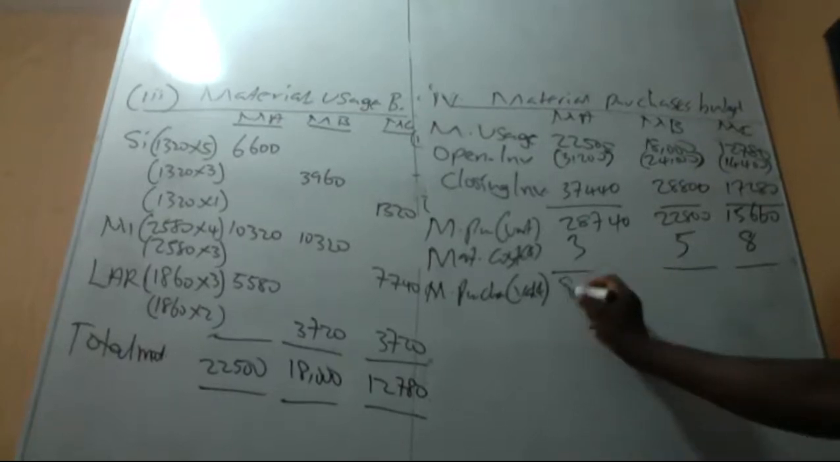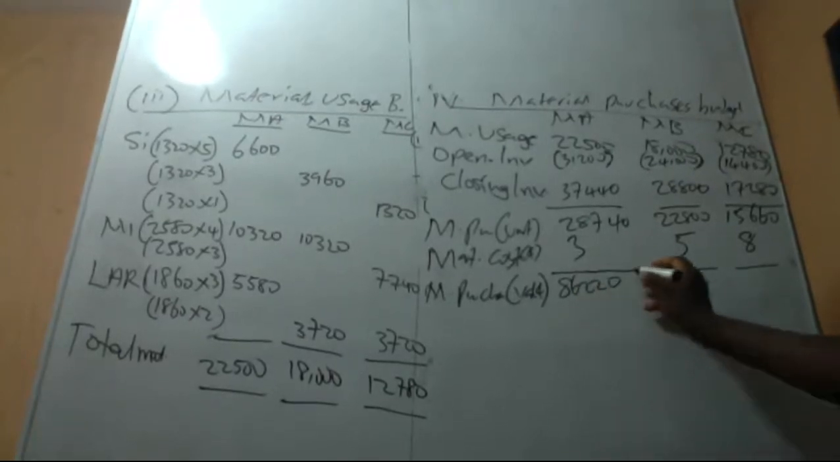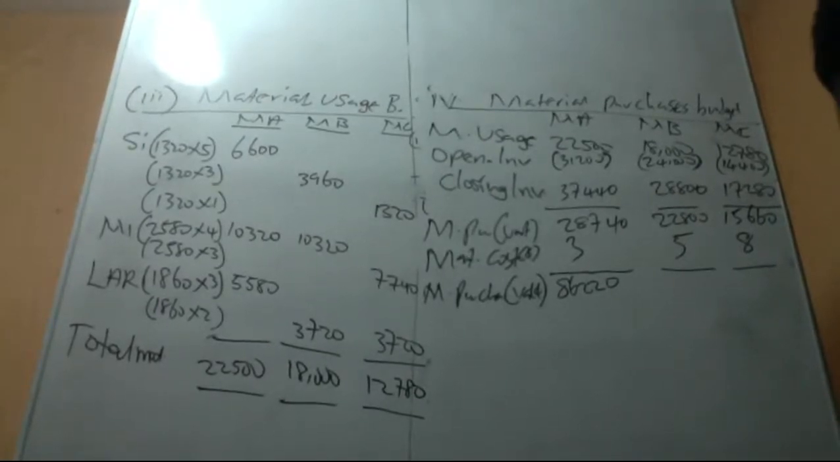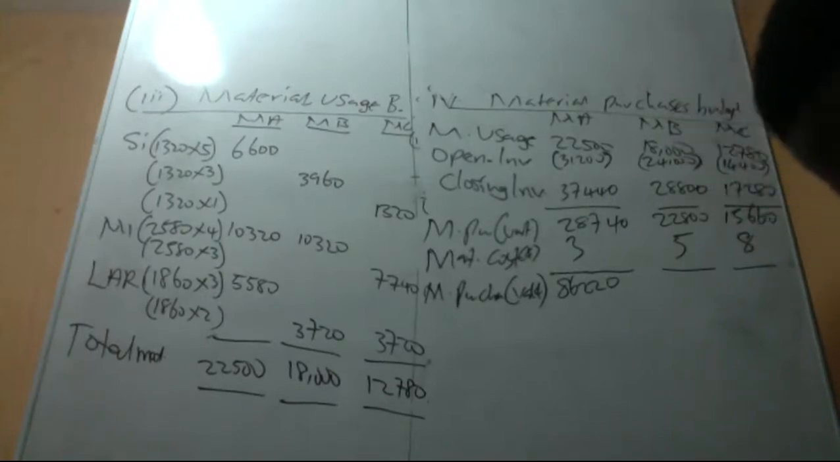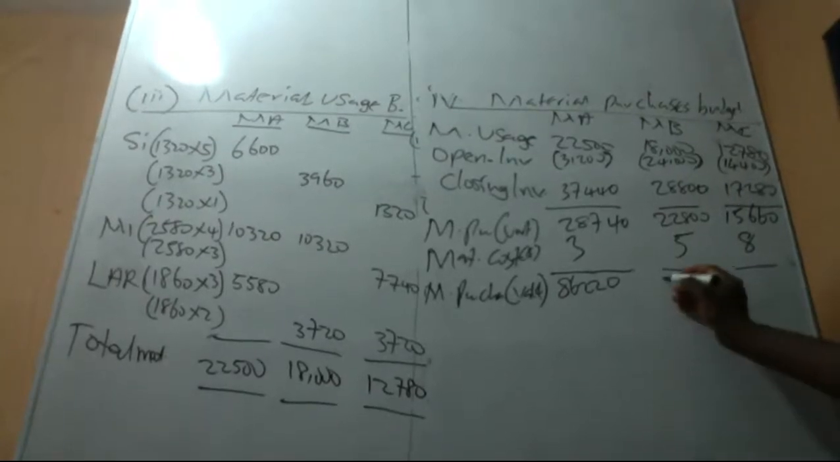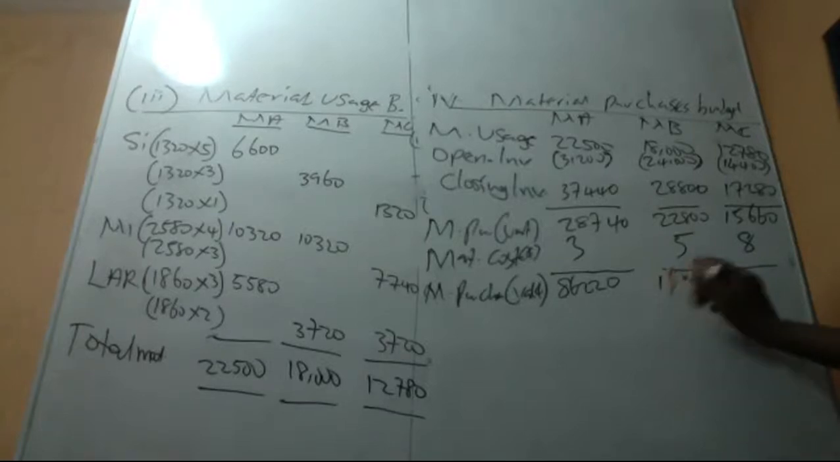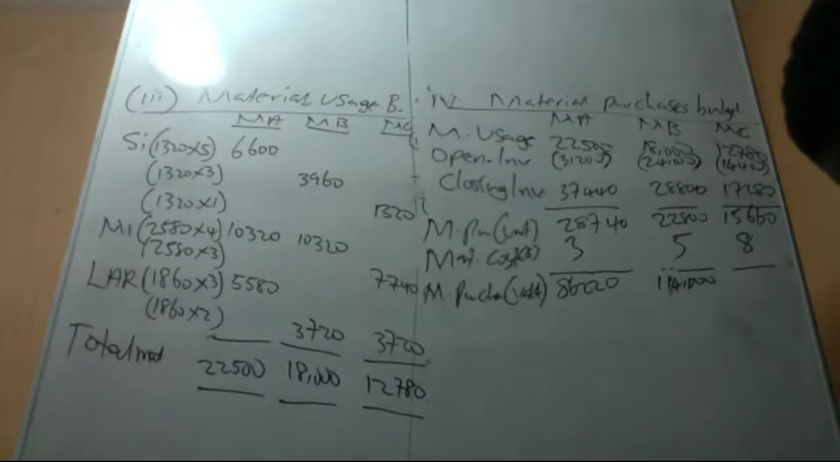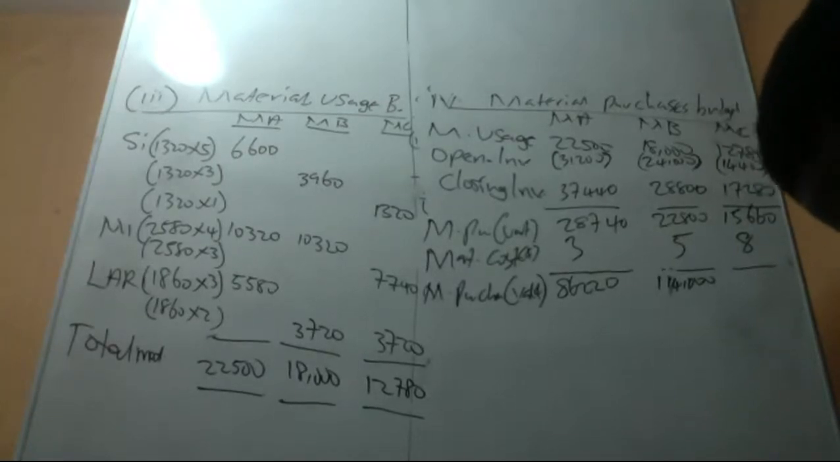86,220. Good. 5 times 22,800, that'll give us 114,000. Good, I like that. So 114,000. And then the last one will be 15,660 times 8 Ghana cedis. That's 93,000.